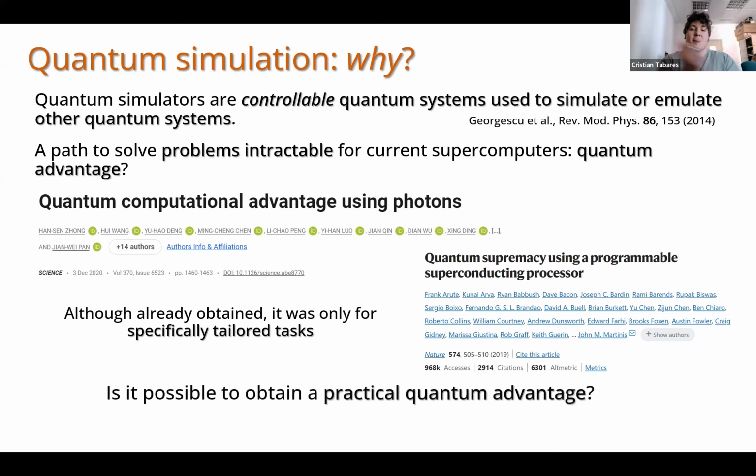So we may wonder if it is possible to go beyond and obtain a practical quantum advantage that is useful for something. Because in general, it has been pointed out that maybe some of these protocols could be used to generate random numbers, but they are not very useful. At least there are not very many actual applications of them at the moment. I would like to obtain these practical applications of quantum advantage.